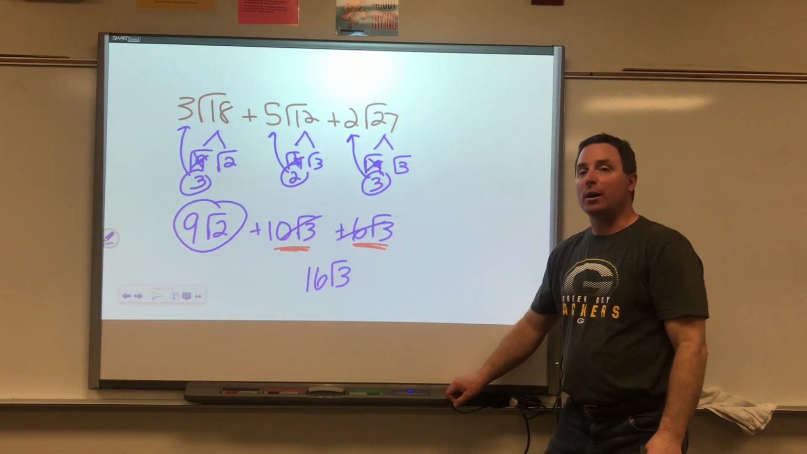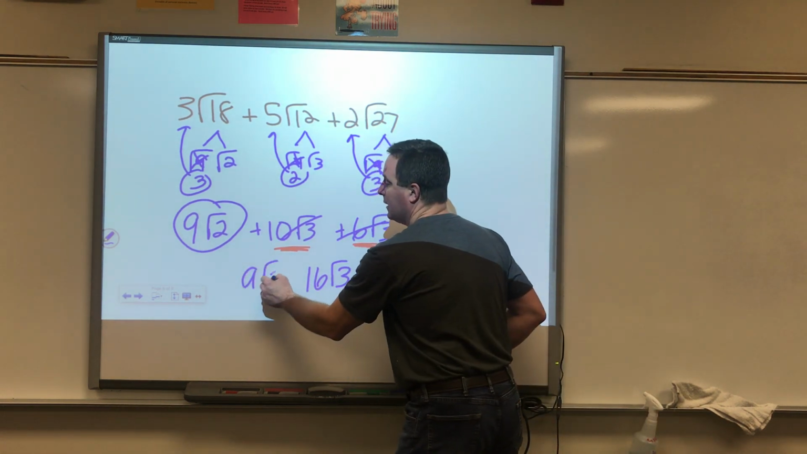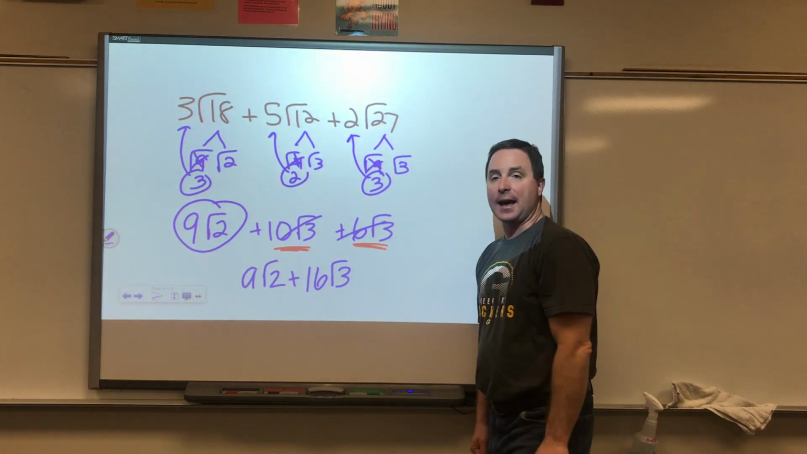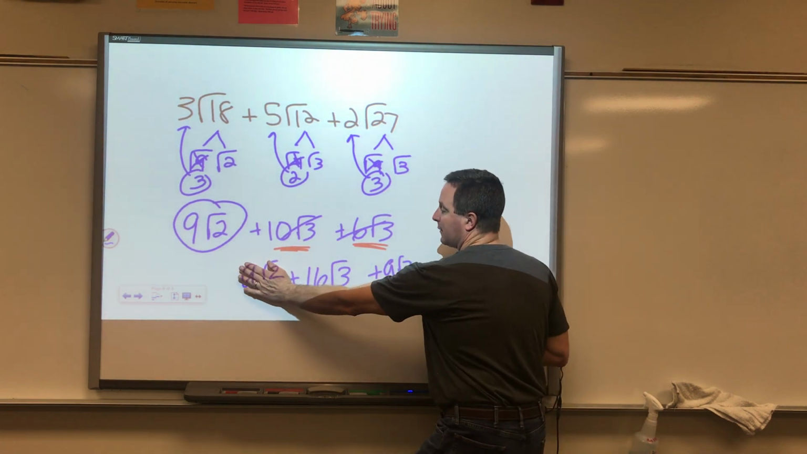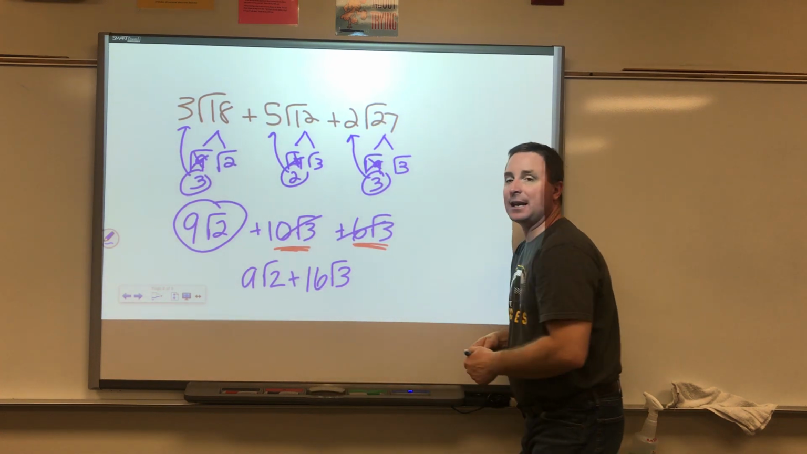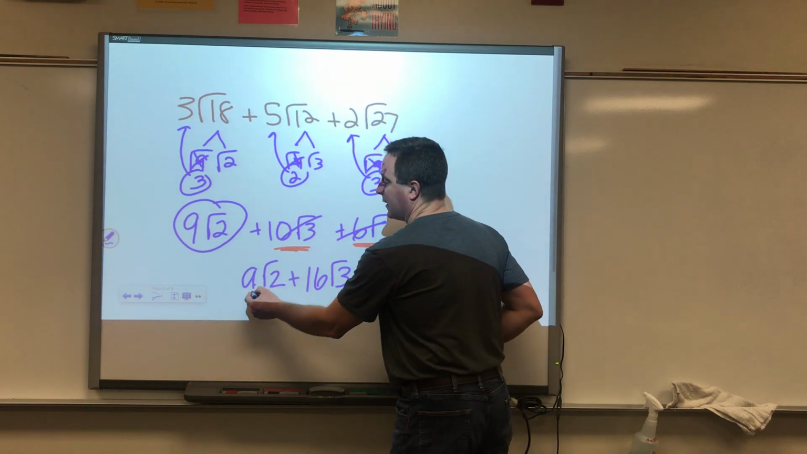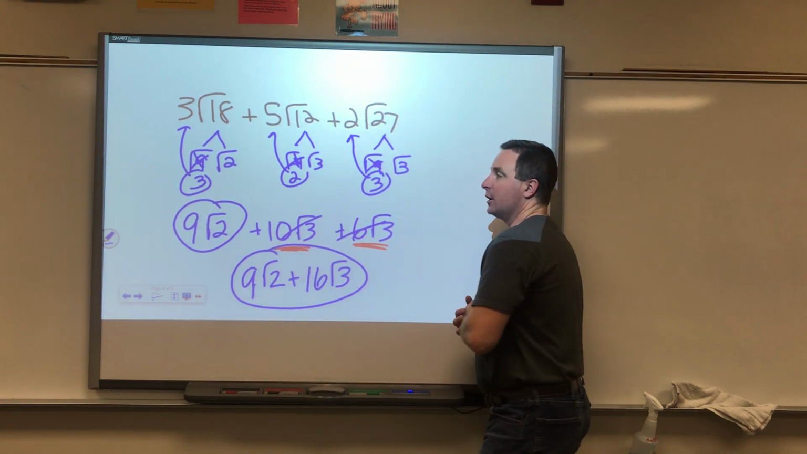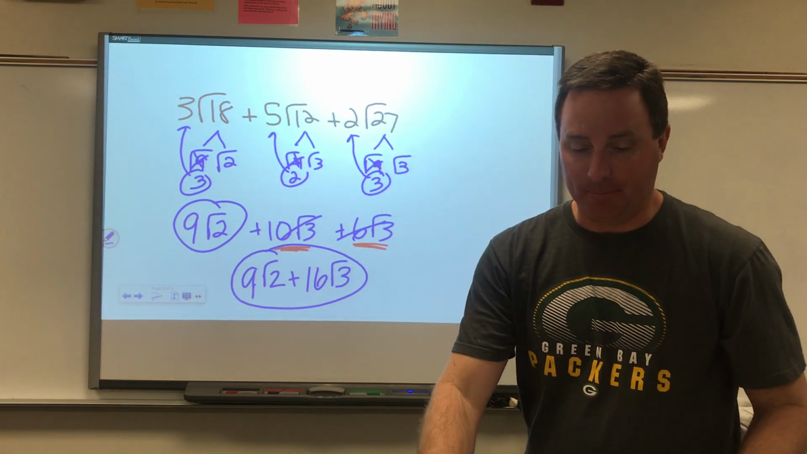There aren't any other square roots of 2's for it to combine with, so you can do one of two things. You can add it at the beginning, 9 square roots of 2 plus that, or you could certainly add it at the end and have 16 square roots of 3 plus 9 square roots of 2. The order doesn't matter. There isn't any magic order to write these radicals in. Just make sure we have the correct signs on them, and we're all good to go. Okay? All right, I got one last problem.